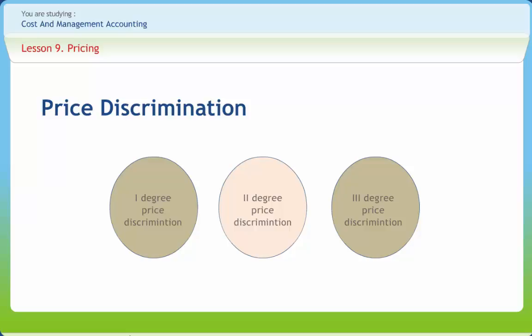In second-degree price discrimination, price varies according to quantity sold. Larger quantities are available at a lower unit price. This is particularly widespread in sales to industrial customers, where bulk buyers enjoy higher discounts.